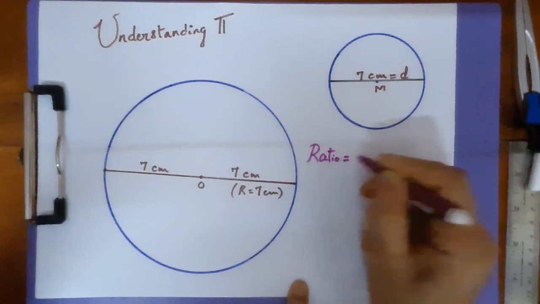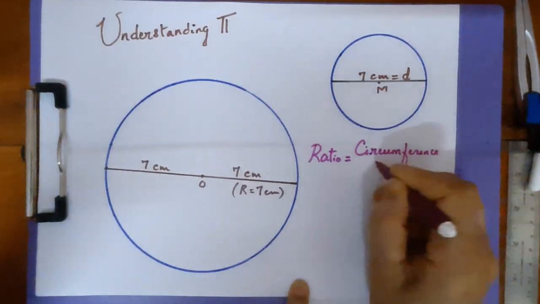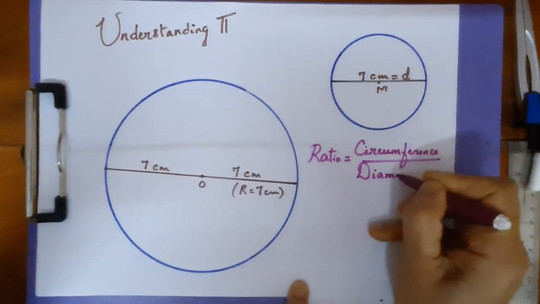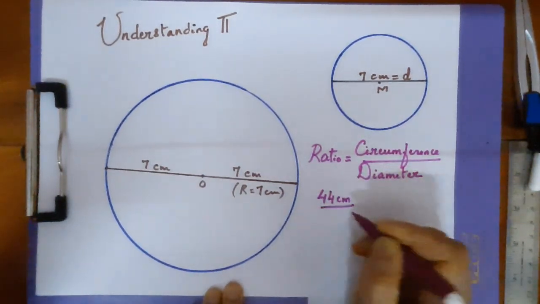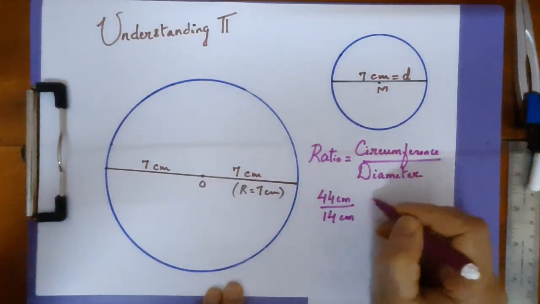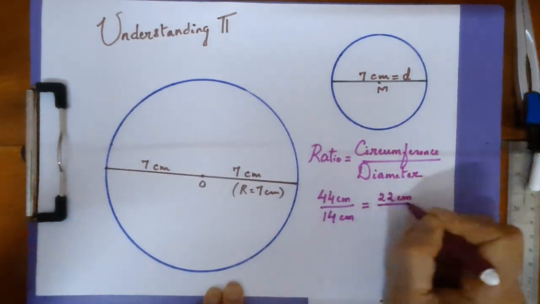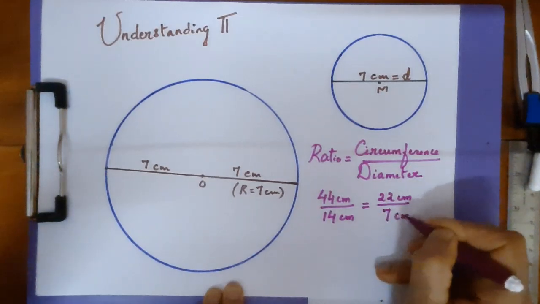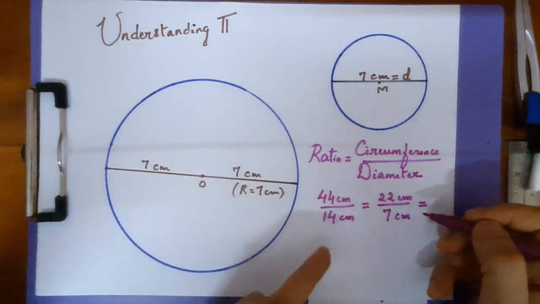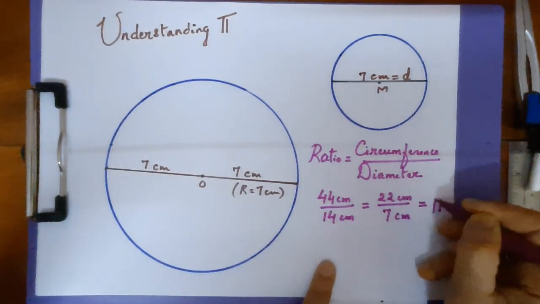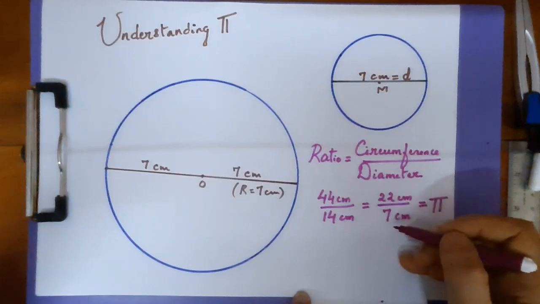the ratio is circumference divided by diameter. For this circle, it is 44 centimeter divided by 14 centimeter, and similarly for the smaller circle, it is 22 centimeter divided by its diameter 7 centimeter. This is a constant. So you can observe that there is a fixed ratio here. This itself is named pi, and its approximate value is 22 by 7.